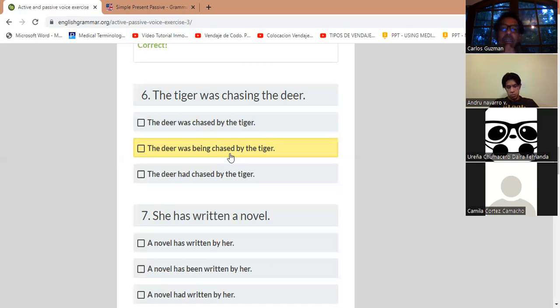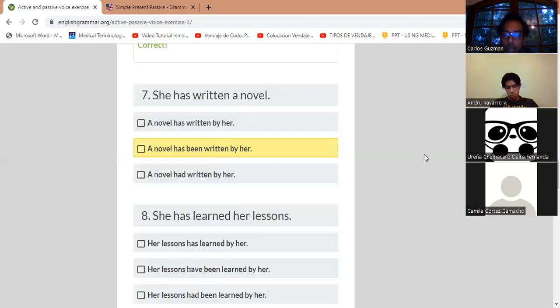A ver, the tiger was chasing the deer, the deer was chased by the tiger. So tal vez you can probably use both, either one, right? If you use it correctly. The deer was chased by the tiger. The deer was being chased by the tiger. I think both of them are correct. All right, good.